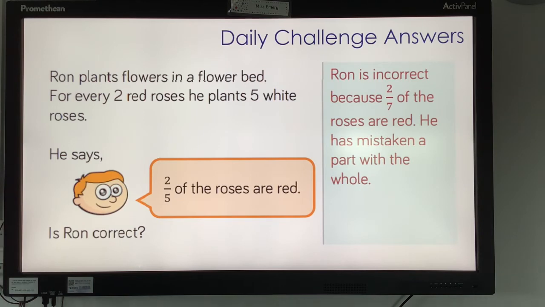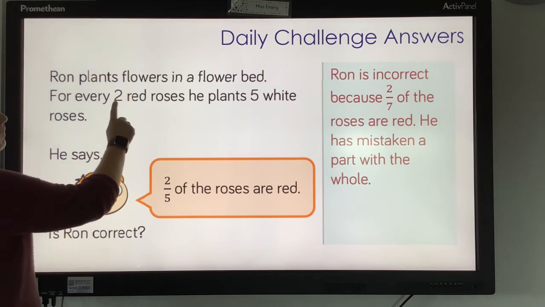So the answers. Ron plants flowers in a flower bed. For every 2 red roses, he plants 5 white roses. He says that 2/5 of the roses are red. Is he correct? Ron is incorrect because the actual fraction is 2/7 of the roses are red, because he has mistaken part for the whole.